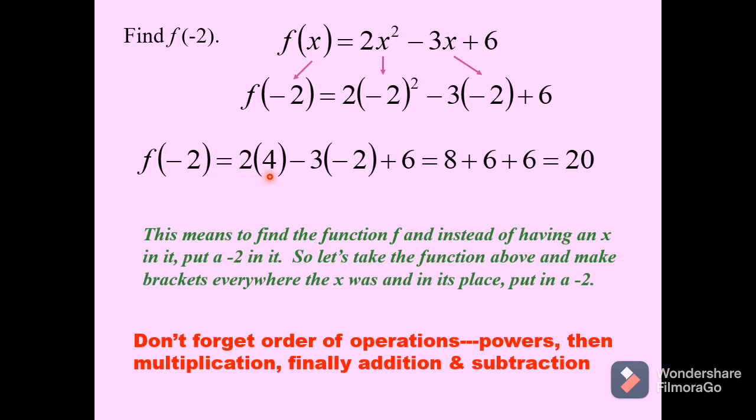Simplifying that using the order of operations, we'll have function of negative 2 is equal to 2 times 4 since we have negative 2 squared, that will become positive 4, negative 3 times negative 2 plus 6. Simplify it again, 2 times 4, we have 8. Negative 3 times negative 2, we have positive 6. Then copy plus 6. Add, 8 plus 6 is 14, plus 6 is 20. That means, function of negative 2 is equal to 20.